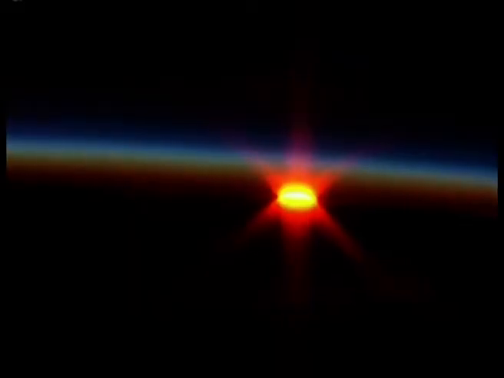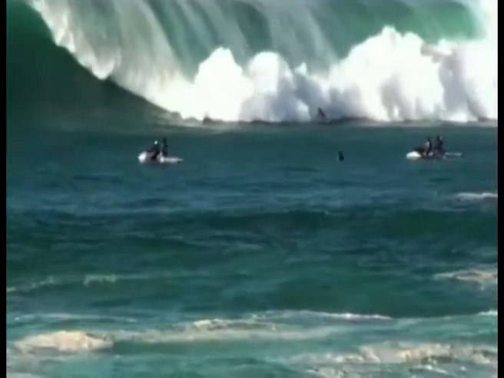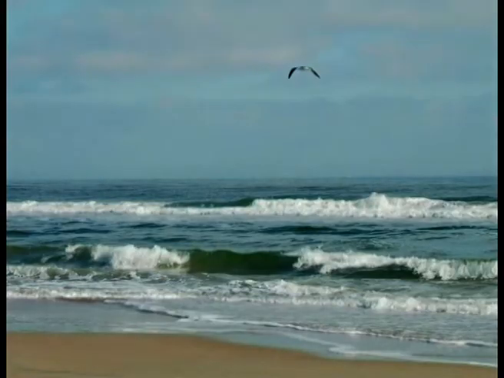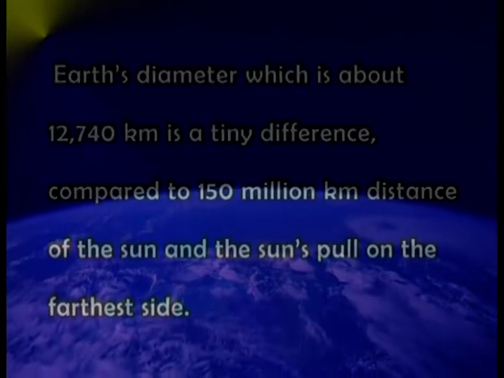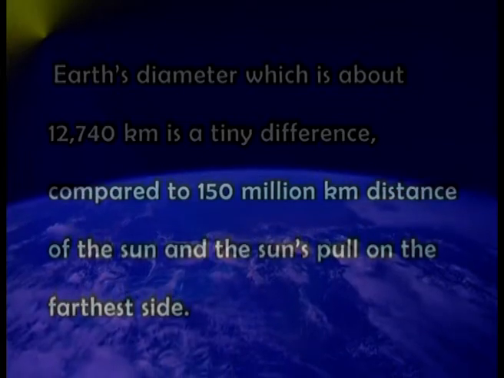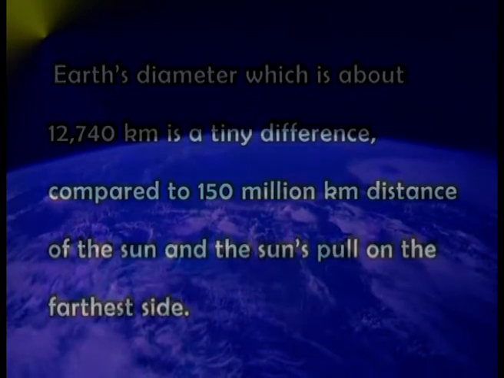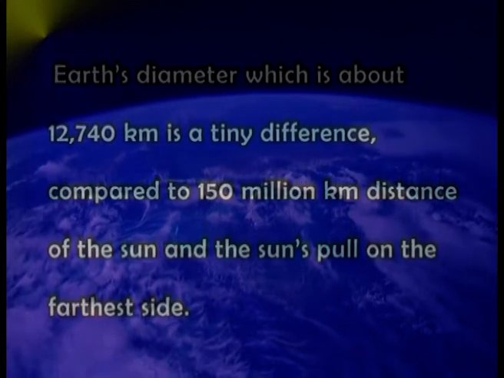The sun also contributes to tides, although it is less effective than the moon in raising tides. The sun has 200 times greater gravitational force than the moon, but does not produce tides 200 times as high, or even as great as the moon. This is because the earth's diameter, which is about 12,740 kilometers, is a tiny difference compared to the 150 million kilometer distance of the sun and the sun's pull on the farthest side.